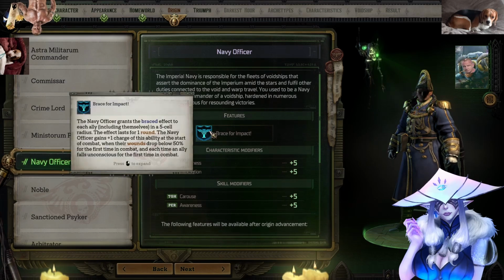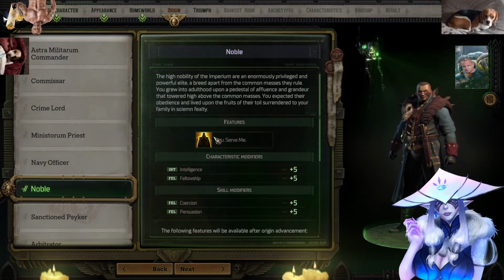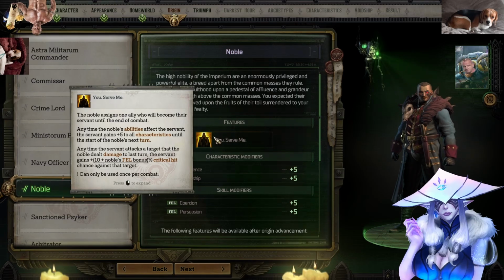Navy officer. Braced effect. Noble. The noble signs one ally who will become the servant until the end of combat.